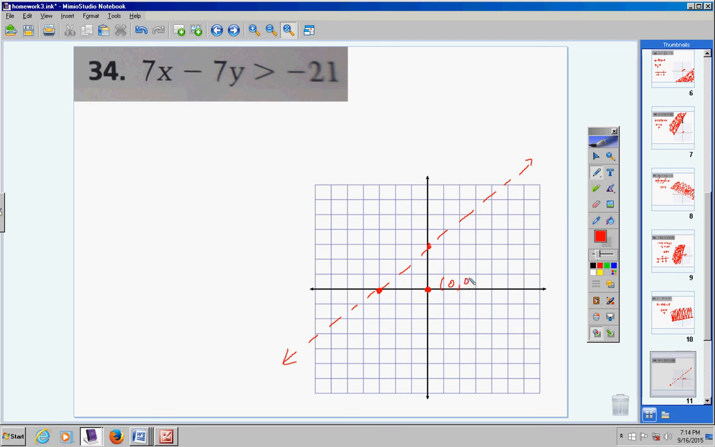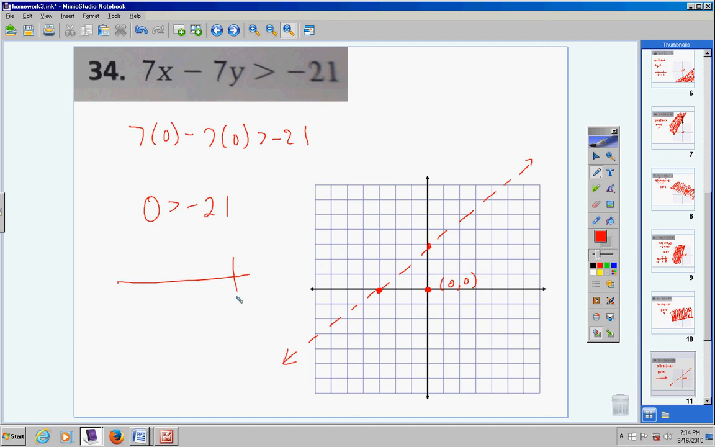It's a great point to test, in my opinion. So 7 times 0, negative 7 times 0 is greater than negative 21. 7 times 0 is 0. 7 times 0 is 0. 0 minus 0 is 0. 0 is greater than negative 21.